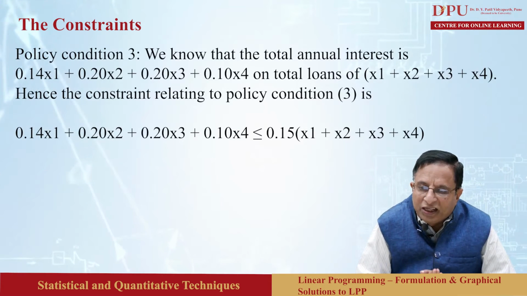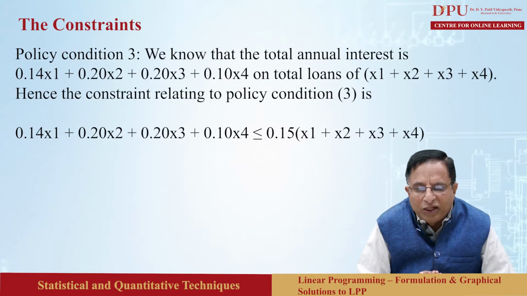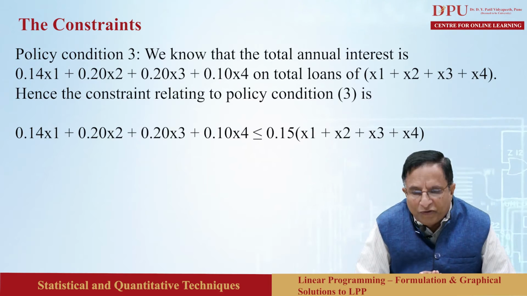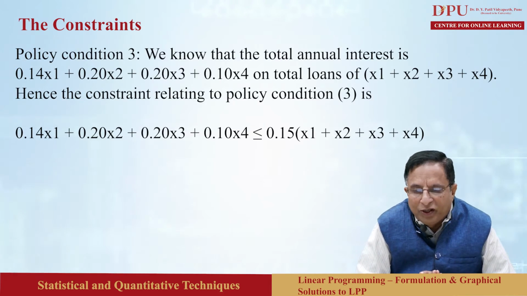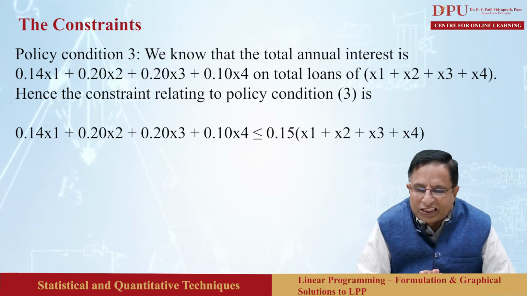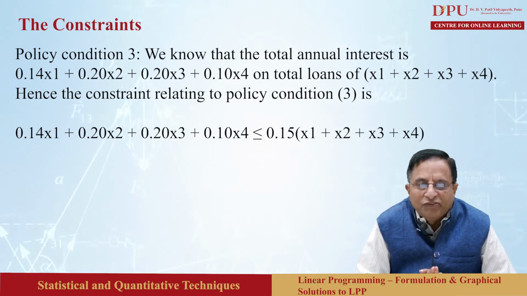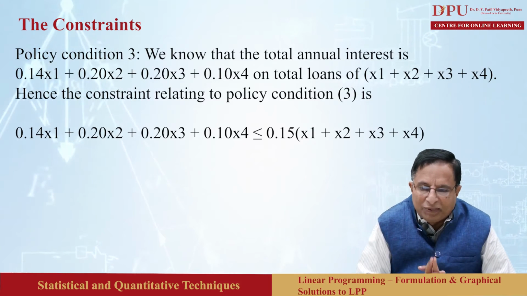Policy condition 3: we know that the total annual interest is 0.14 x1 plus 0.20 x2 plus 0.20 x3 plus 0.10 x4 on the total loans of x1 plus x2 plus x3 plus x4.